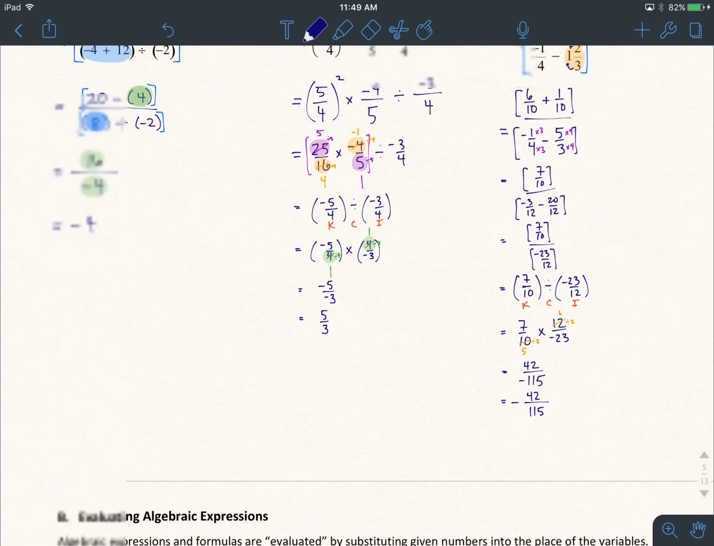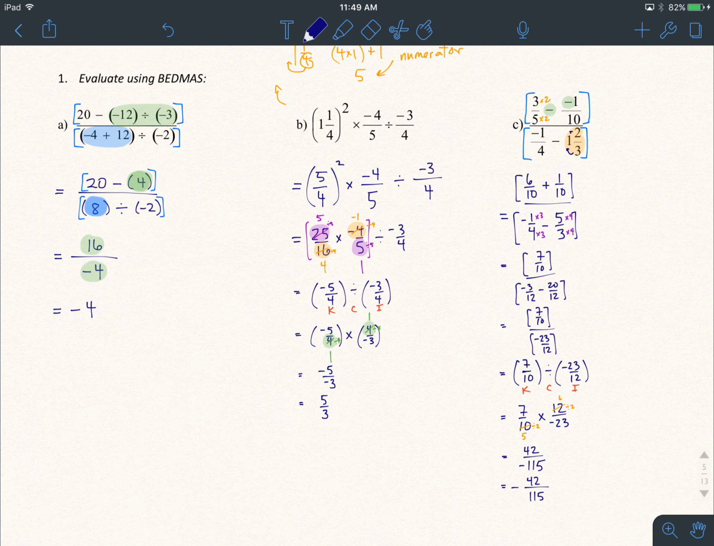So there's the first 3 examples. This is just evaluating using BEDMAS. When you come back for part 2, we're going to be doing some substitution and evaluating for variables. So we'll see you in part 2.